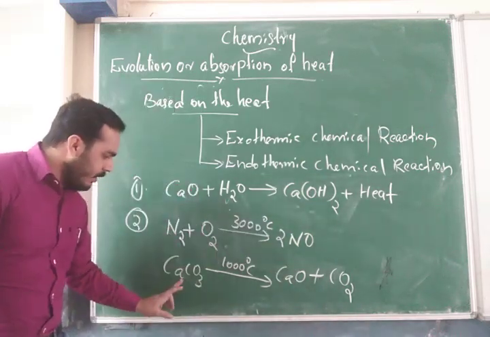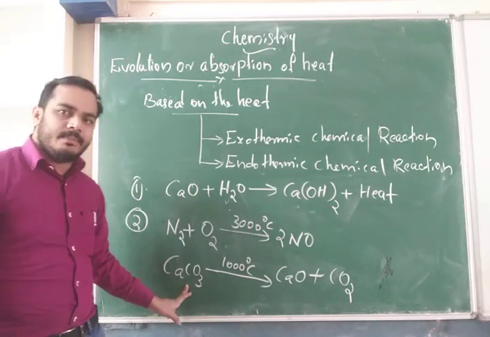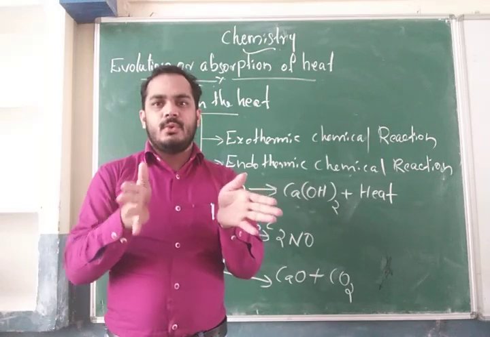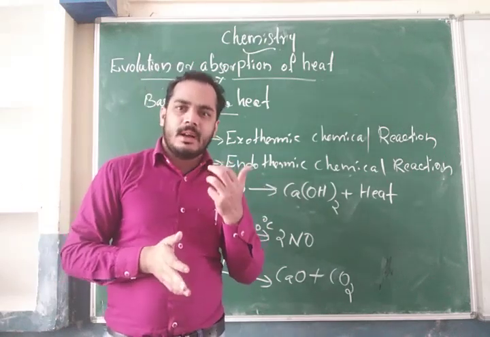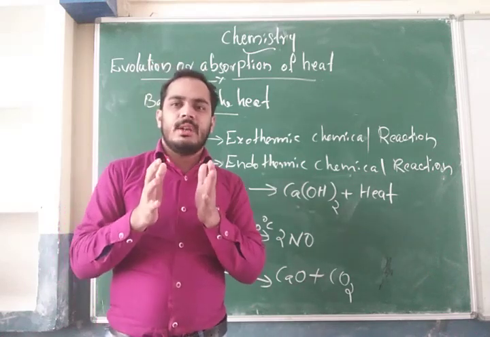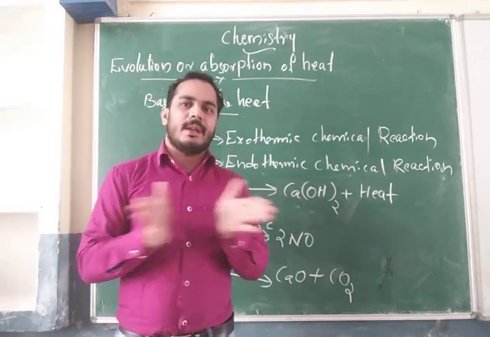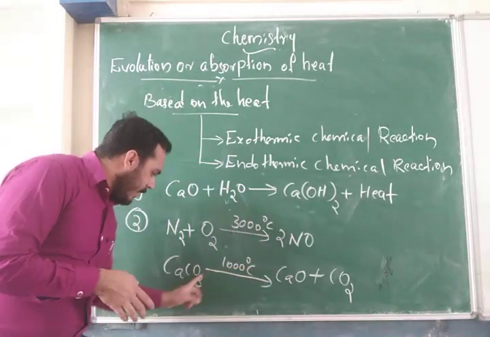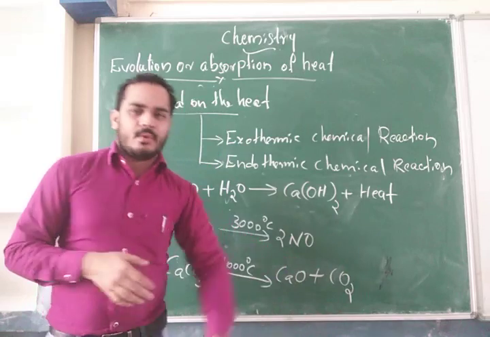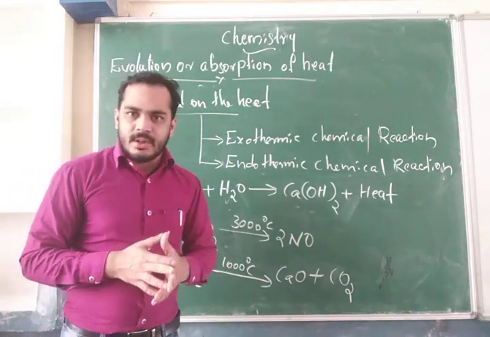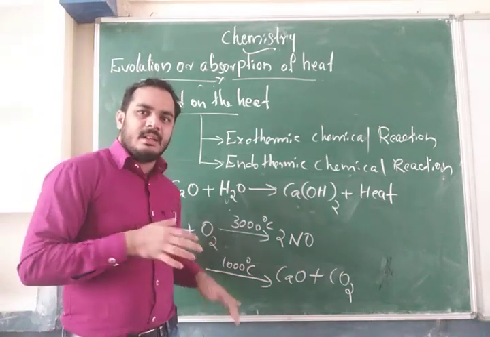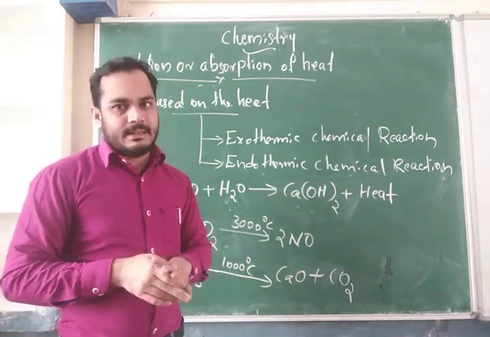And next one, calcium carbonate. So this calcium carbonate wants to break into two simpler forms. They need the energy, heat energy. 1000 degrees Celsius energy is required for the breaking of calcium carbonate into calcium oxide plus carbon dioxide. What is the requirement of the heat energy in this reaction? It is 1000 degrees Celsius.